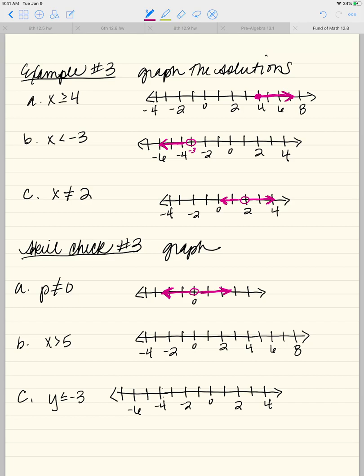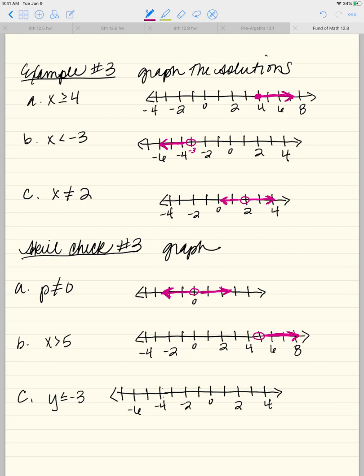B, x is greater than 5. Find 5 on your number line. It's an open circle because it cannot include 5. And x is anything that is bigger than 5, not less than, bigger than. So we are going to go to the right to indicate that x is anything larger than 5.